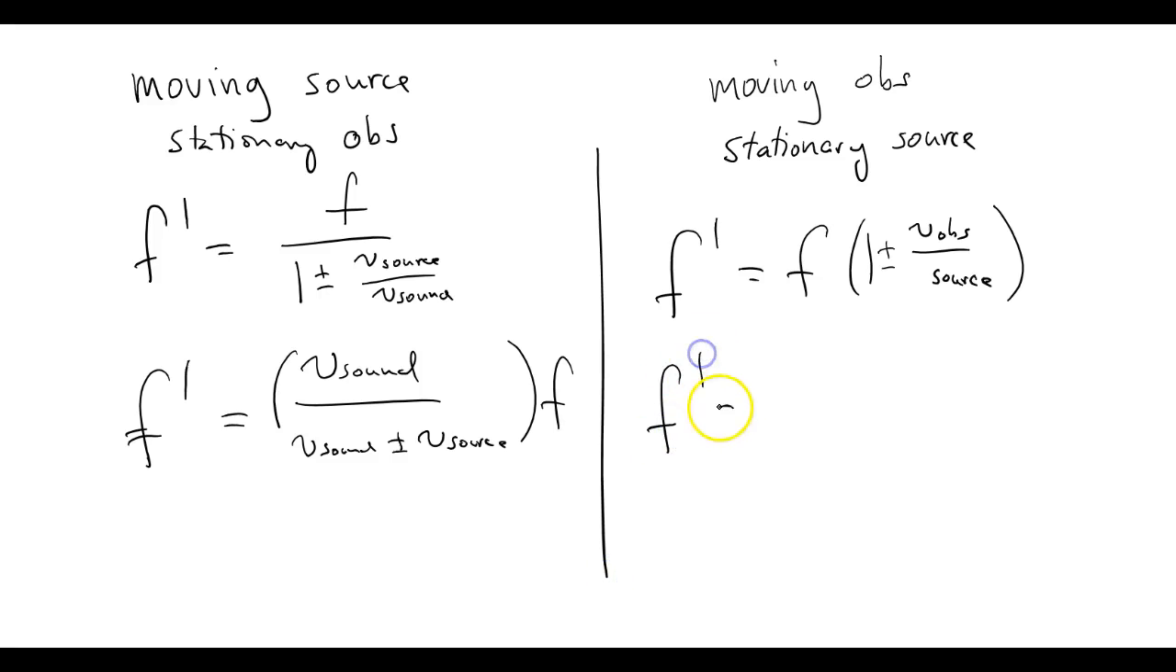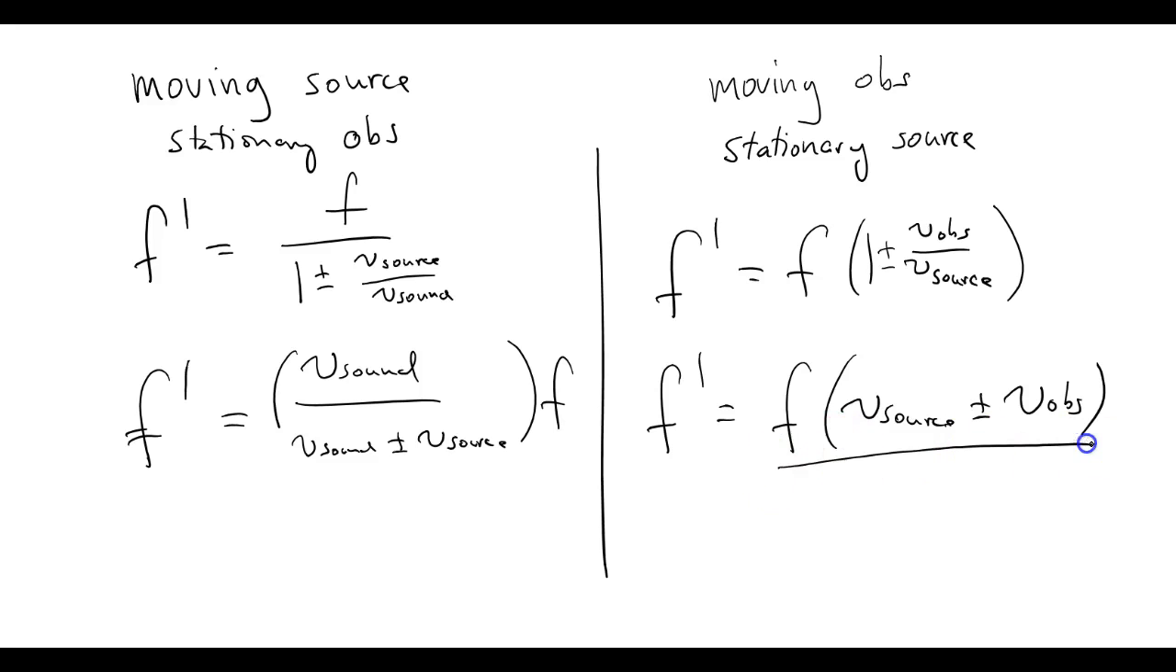This equation is f prime is equal to, I can multiply, this should be v source right there. I can multiply everything by v source. And so I get f times v source plus or minus v observer. Okay, so I multiplied that to get that. And then I'm going to divide by v source, so that if I go back, v source divided by v source is just 1, and then v observer over v source. So these equations are the exact same thing. So this is another way to write it.